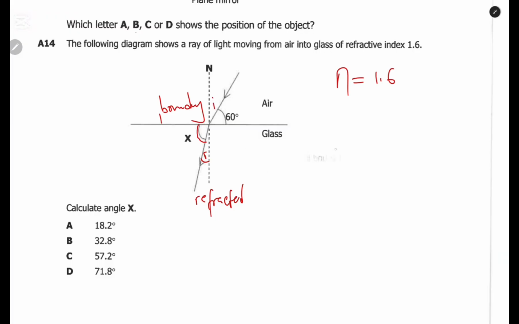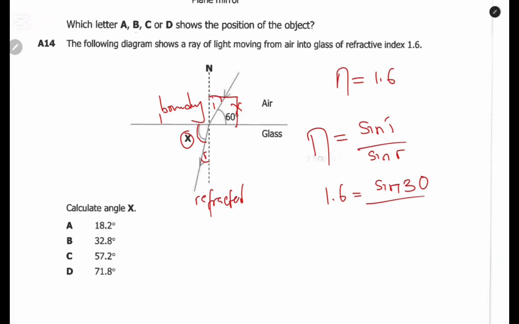So to calculate this one, we are going to use this formula: refractive index is equal to sine i over sine r. We can only find this part if we find the angle of refraction. So we are going to start by finding the angle of refraction. Refractive index 1.6 is equal to sine of the angle of incidence. The angle of incidence here is not this one, but this part. You know that the whole of this is 90. So 90 minus 60, the angle of incidence is 30. So sine 30 divided by sine r.